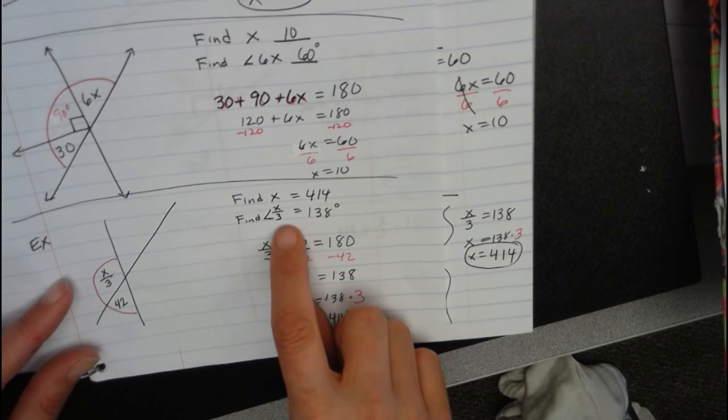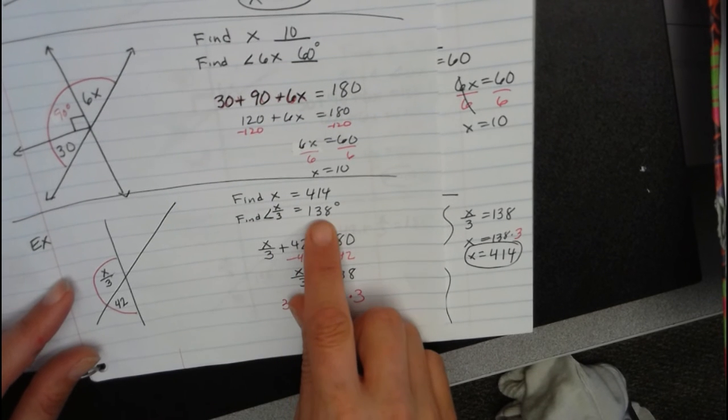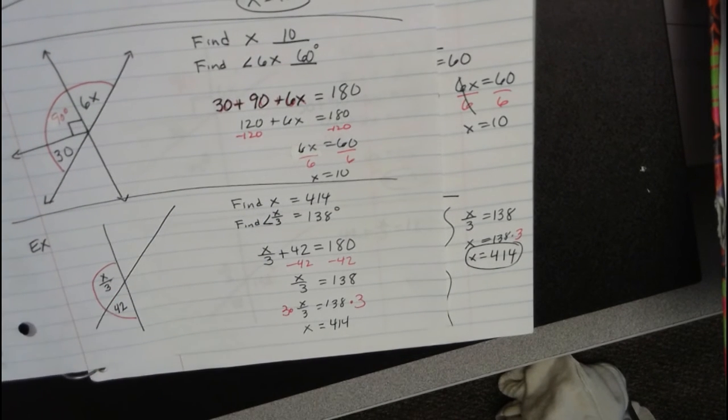That means 1x, and this is our x divided by 3 because that's what the angle is. Some number divided by 3.